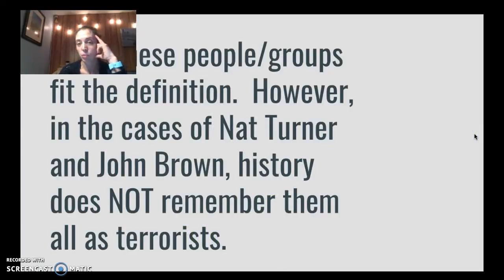Well, all of these people or groups fit the definition. However, in the cases of Nat Turner and John Brown, history does not remember them all as terrorists. So history does not tend to think of Nat Turner or John Brown as terrorists because they were fighting for causes that we know today that are right or true.